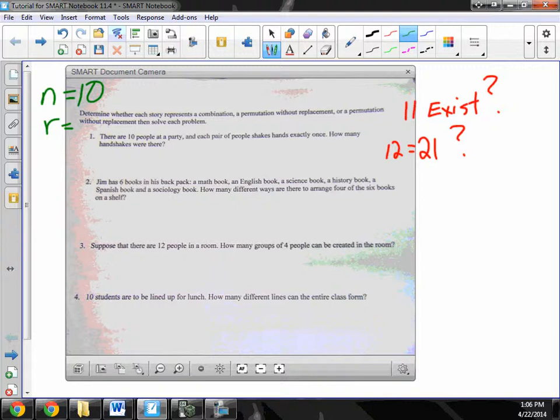Let's think about this. Does 11 exist? No. Why not? You can't shake your own hand unless you had 2 right arms. It doesn't count.